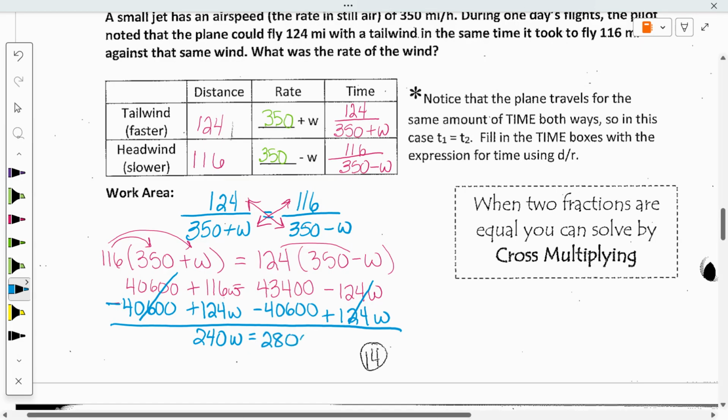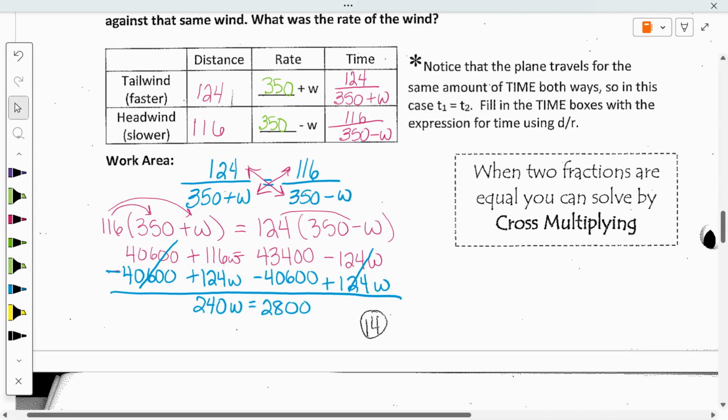Is someone doing that math? I think it should be. Yes. Thank you. Okay, so now we divide both sides by 240. So what does W equal? What's 2,800 divided by 240?